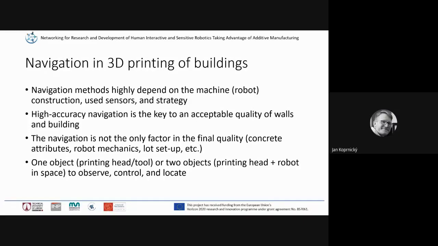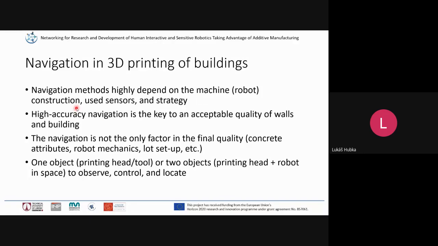Yeah. Sorry. Okay. So the navigation highly depends on the construction of the machine, because different types of construction, as I told you, use different approaches to measure the actual position of a printing head, how to measure the position of the device of the machine. And of course, then it's a question of strategy, how to realize this measurement. Whether you use some combination of sensors, or focus on only one sensor.